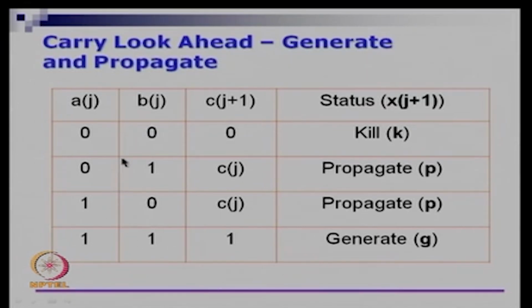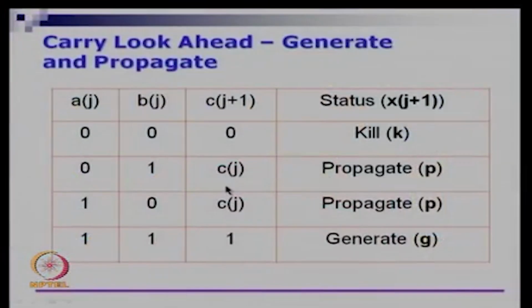The other two conditions happen when A of j is 0 and B of j is 1, or A of j is 1 and B of j is 0. If one of these conditions happens, I need to know what C of j is, because C of j decides what C of j plus 1 is. So, let us see what happens here. Let us say A of j is 0 and B of j is 1. In the current stage the inputs are 0 and 1. If the incoming carry is 1, then it is 1 plus 0 plus 1. The sum is 0 and the carry is 1. So, C of j plus 1 is 1, which is the same as C of j.